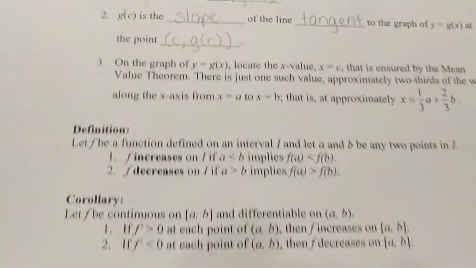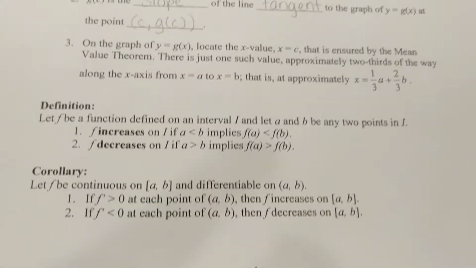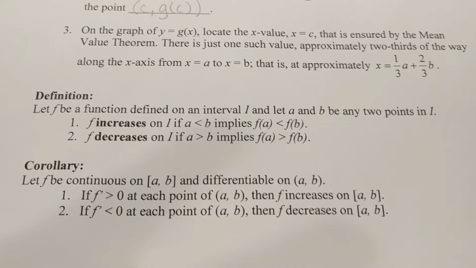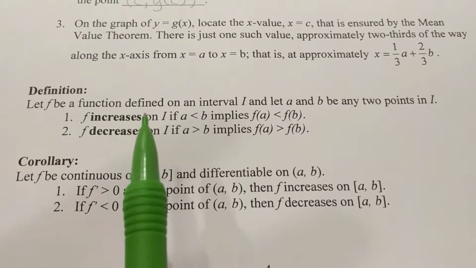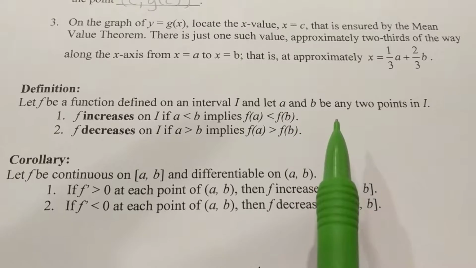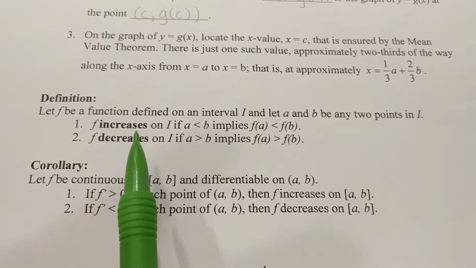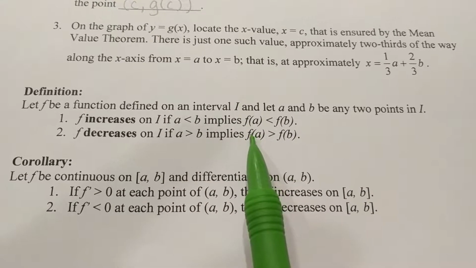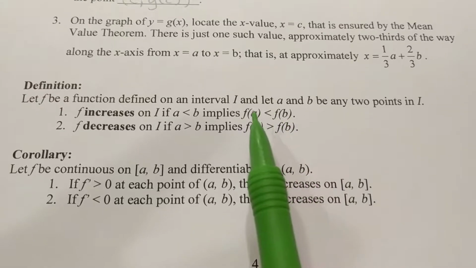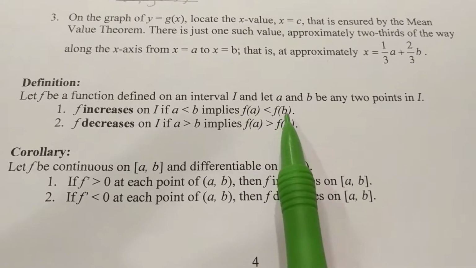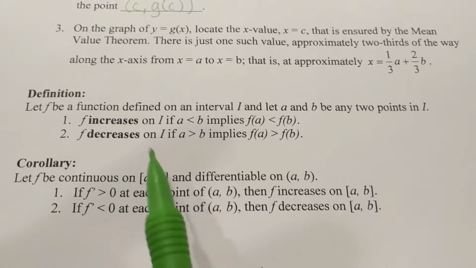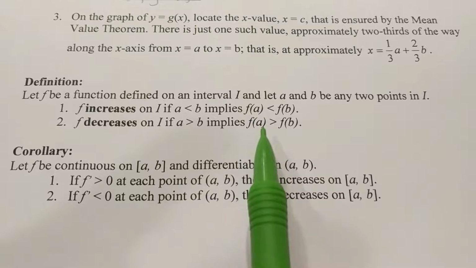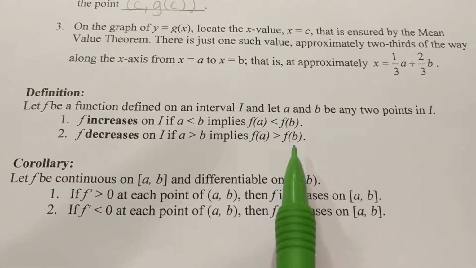So then a couple of definitions here, and these are going to be the solid definitions for the rest of this chapter that we're going to be working with. It says, let f be a function defined on some interval, and let a and b be any 2 points. We know that f is increasing from a to b if the function at a is smaller than the function at b. It means it's going to go from a smaller value to a higher value. That's increasing. The opposite is true for decreasing. If the function is bigger at a and smaller at b, then the function is decreasing.